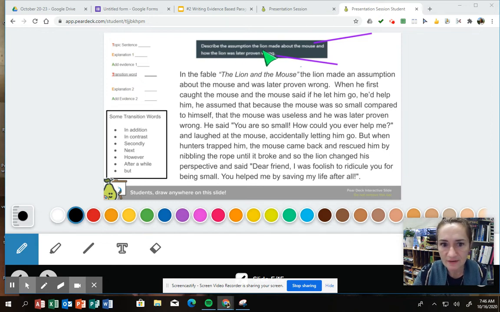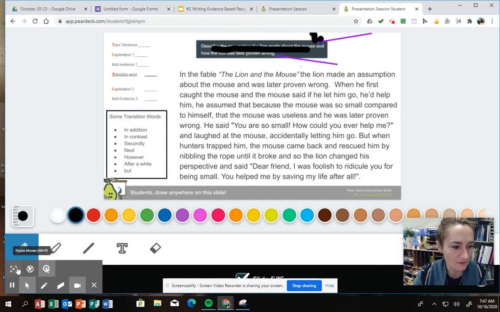Describe the assumption the lion made about the mouse and how the lion was later proven wrong. So what I see is that I have to do two things, and you should be doing this also, watching this as I'm doing it. The first thing that I need to do is recognize, I'm going to grab my pen, that I have two things I've got to do. The first thing that I'm going to have to do, there's my one, is that I have to describe the assumption the lion made about the mouse. Ooh, that's very thick. Can I make it thinner?